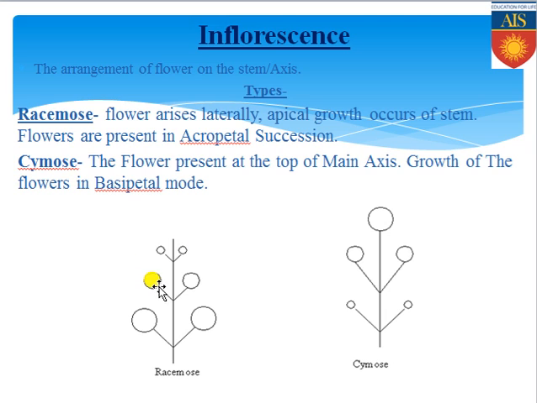In case of racemose, the first point to keep in mind is that at the apical portion of the stem there should not be any flower. For cymose, at the apical portion a flower will be present. In racemose the flowers are arranged in an acropetal manner, while in cymose the flowers are arranged in a basipetal succession or basipetal mode. Okay, so these are overall the types of inflorescence, racemose and cymose.